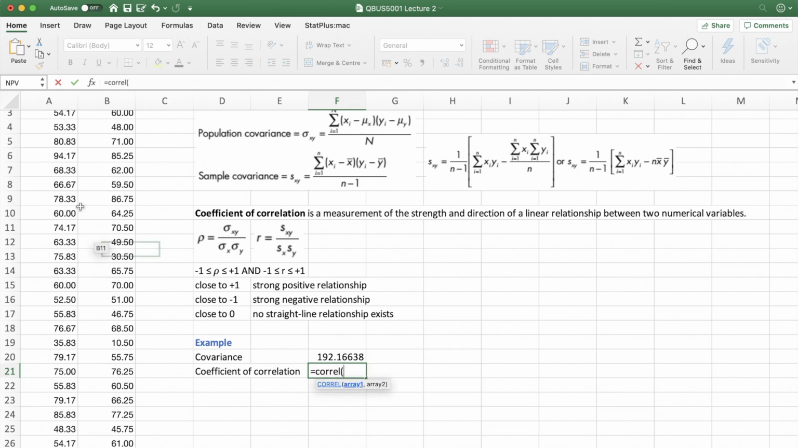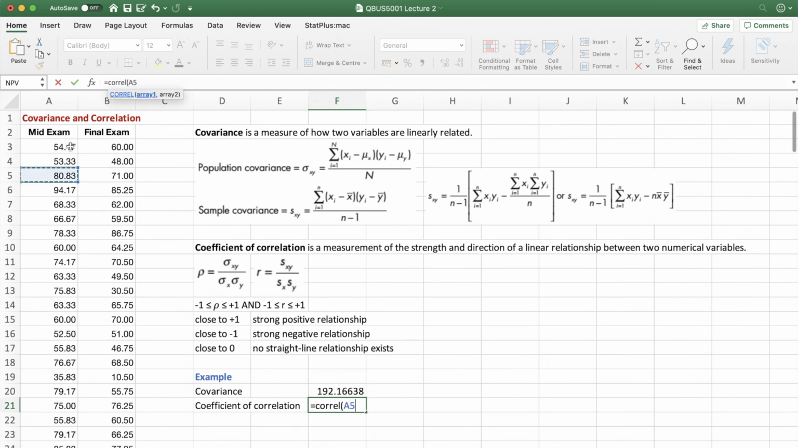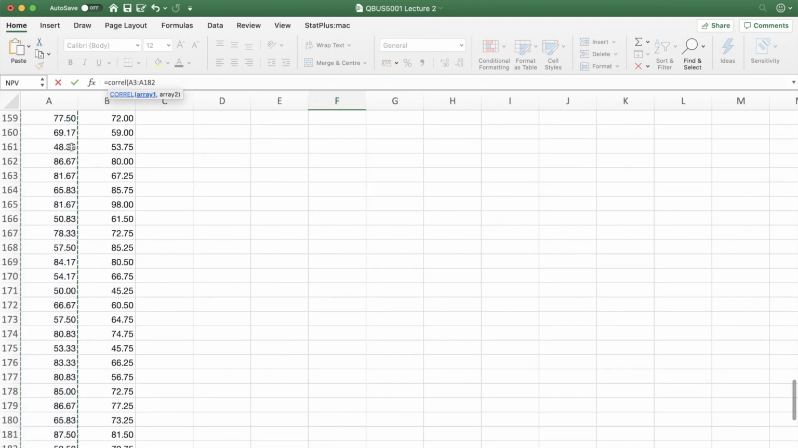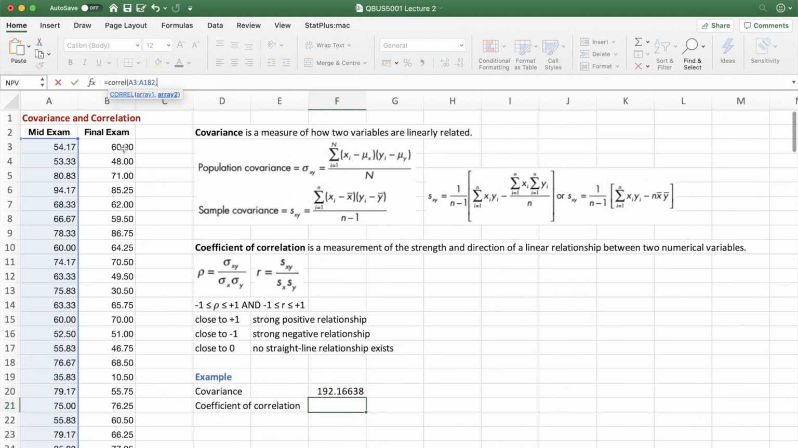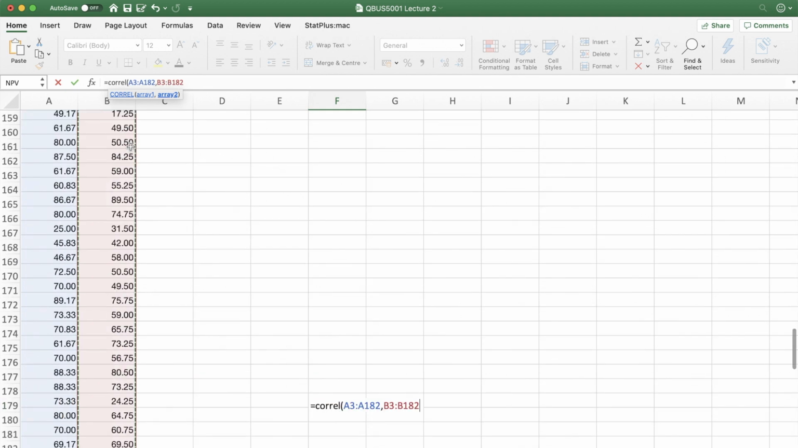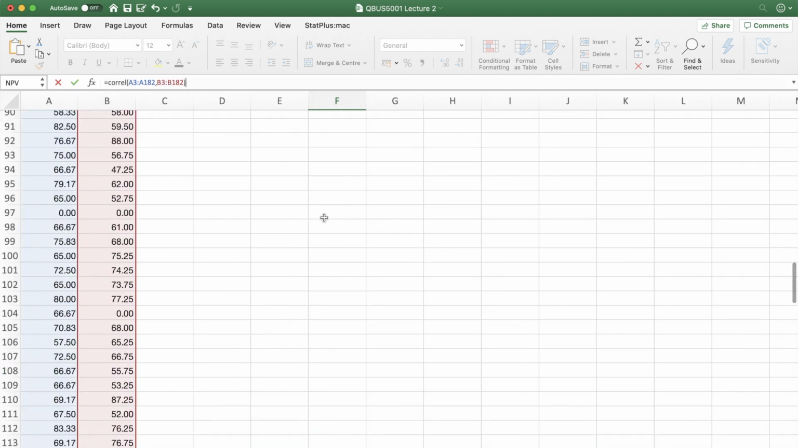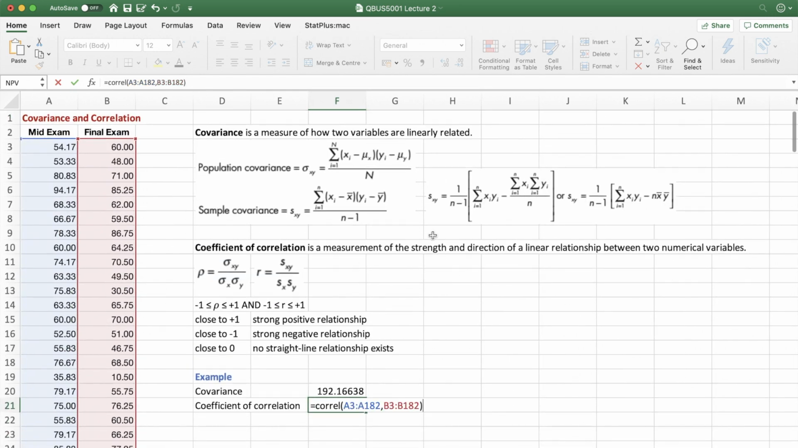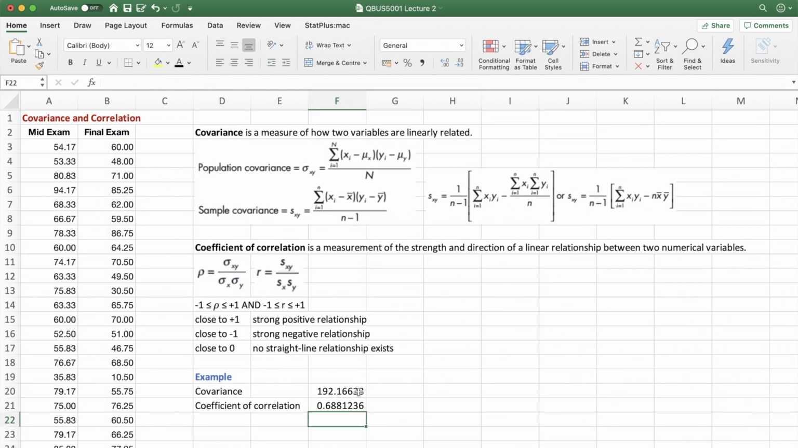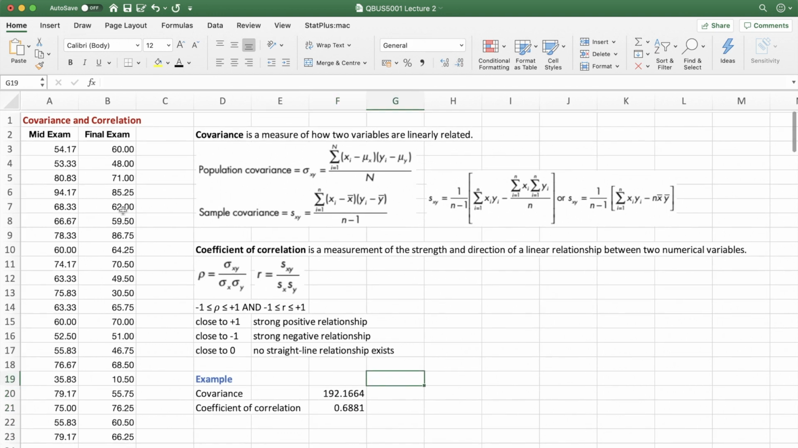and for correlation, also select the two data sets and press enter. I want 4 decimal places here, so yeah.